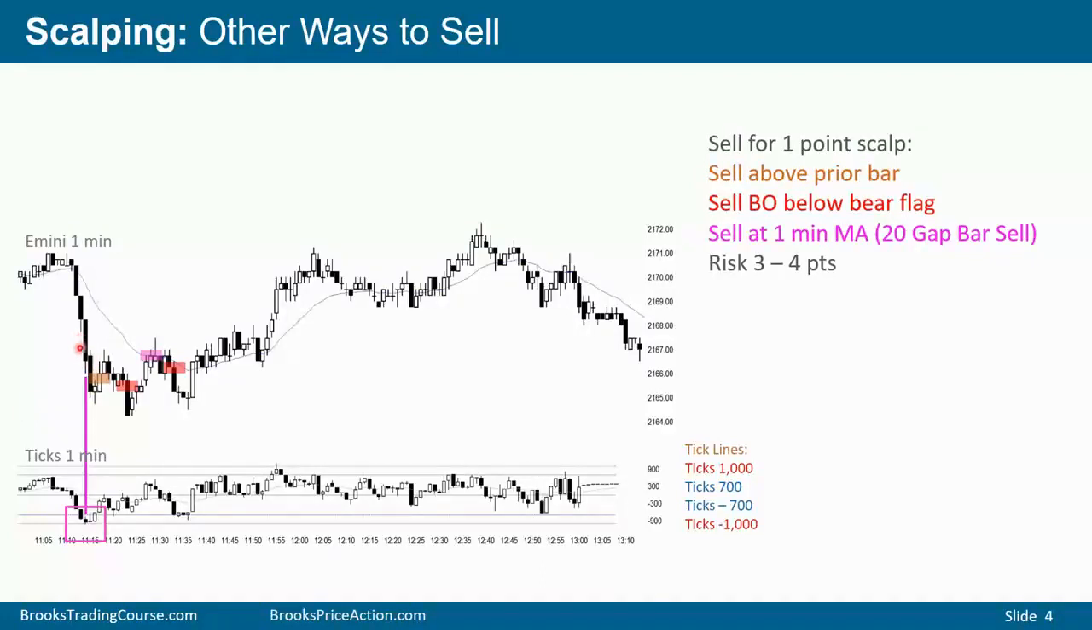When the bears see this very strong reading in ticks during an initial bear breakout, the start of a possible bear trend, they'll sell for any reason. They'll sell the close of the bar that hit minus 1,000. They'll sell a reversal up. Here we got a small double top bear flag, this high and then that high. So low 1, low 2, sell that for a scalp.